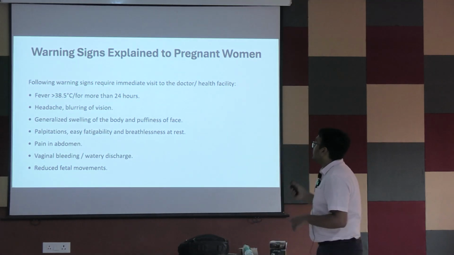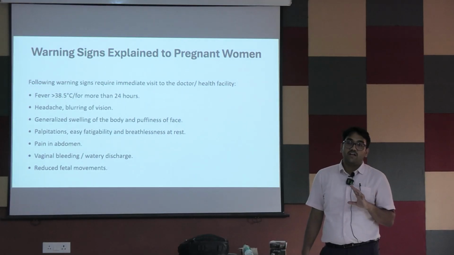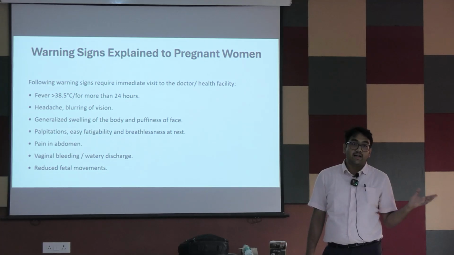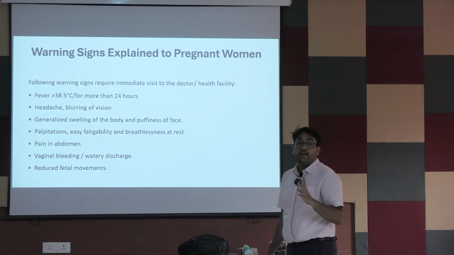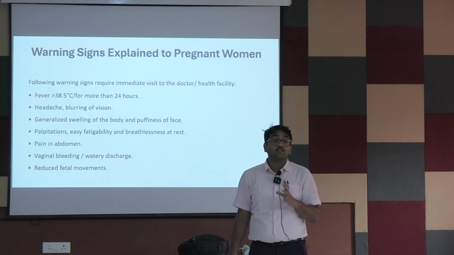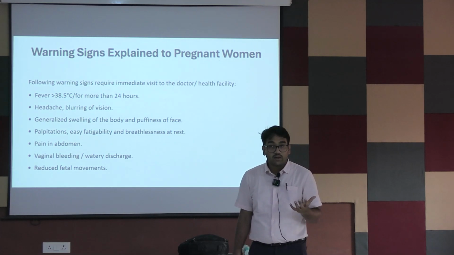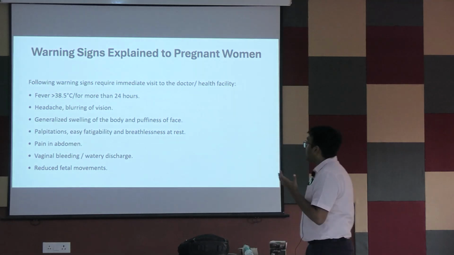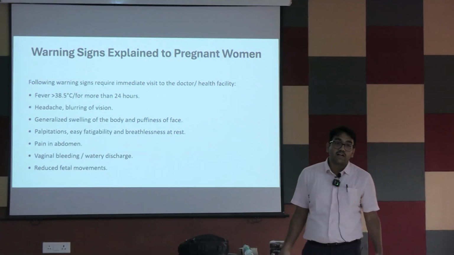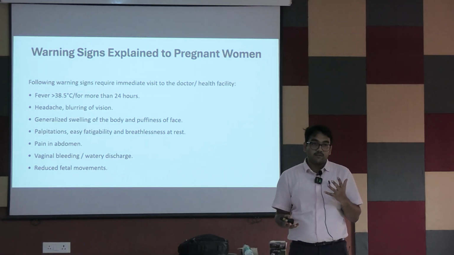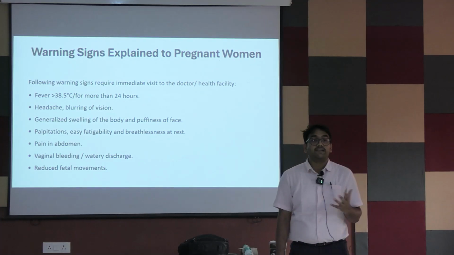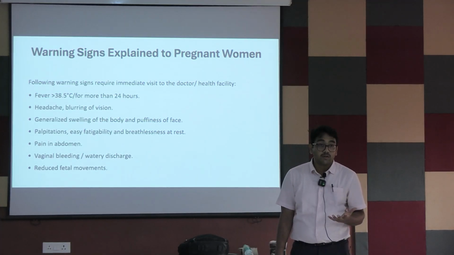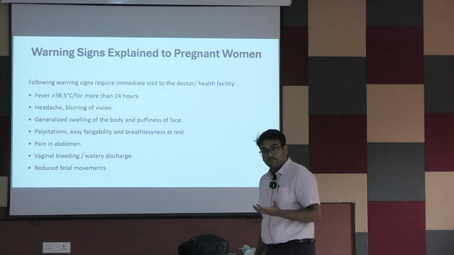So what are the things? Fever more than 38.5 degrees Celsius if it's lasting for more than 1 day. So fever that is persisting beyond 1 day, more than 38.5 degrees Celsius, that is a high risk. Then headache or blurring of vision. Why? This is common for preeclampsia, eclampsia. Okay, high BP. So headache and blurring of vision. Next, generalized swelling of the body and puffiness of face. Again, preeclampsia, eclampsia. Okay. Next, palpitations, easy fatigability or breathlessness. Okay, whether she is having any cardiac complications, whether she is going into heart failure.